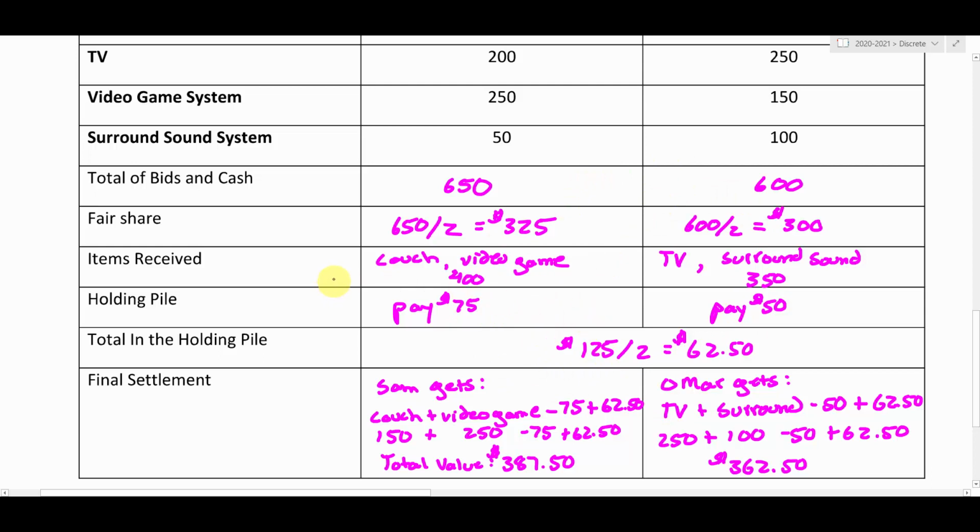But you need to be able to get through each component of this type of problem, because I might ask you questions like how much money was left over in the holding pile, or what was Omar's fair share, or what items did Sam end up getting in the end, right? So I can ask you anything about any stage of this problem, or I can ask you to do the whole thing as well. So be prepared for that.